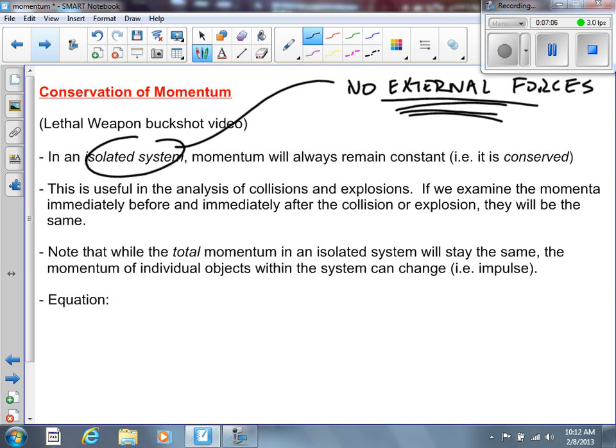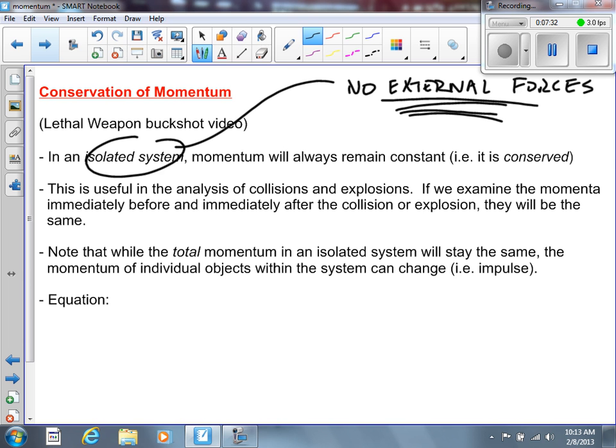So for example, we fire the gun. The example that we used in the video that we watched yesterday from Lethal Weapon. We fire the gun. The bullet goes one way, the gun goes the other way. What was the momentum of the bullet before the bullet was fired? What was its value before it was fired? 0. What was the momentum of the gun before it was fired? 0. The total momentum was 0.